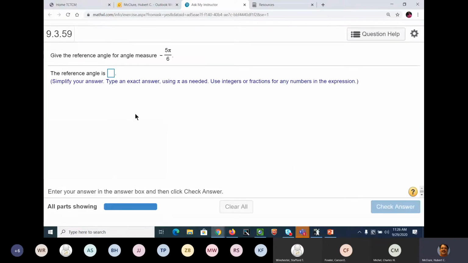59.25. Okay, we did this one last time. We did one like it. Now it's got a negative in front of it, so that means it's going to the left. So you got to kind of do things in backwards.